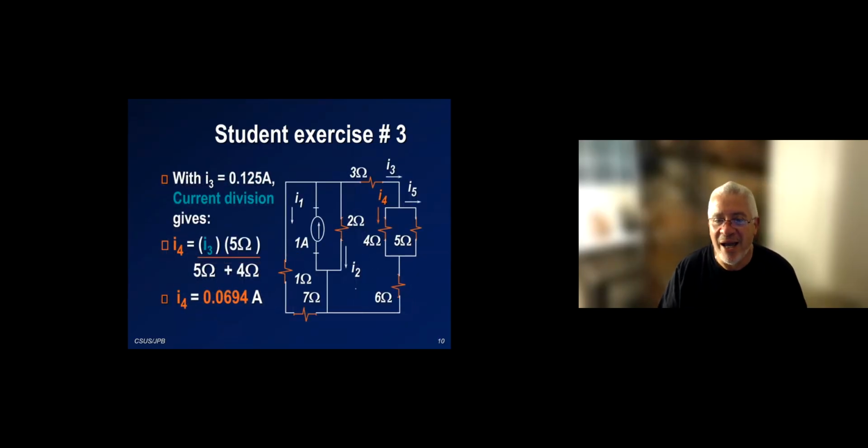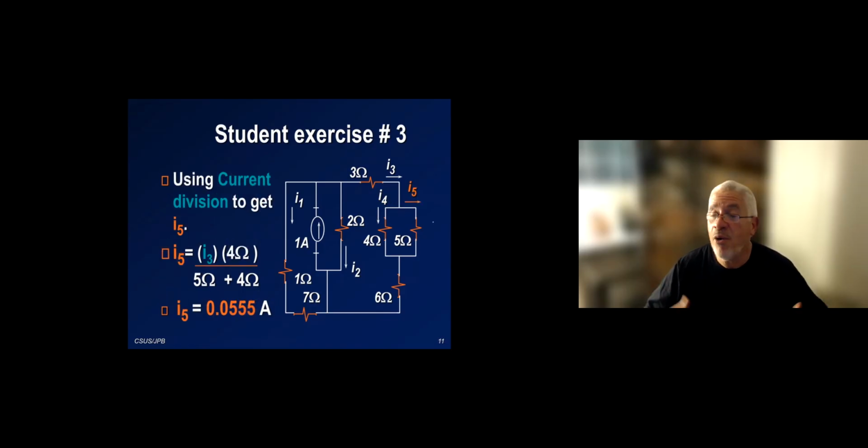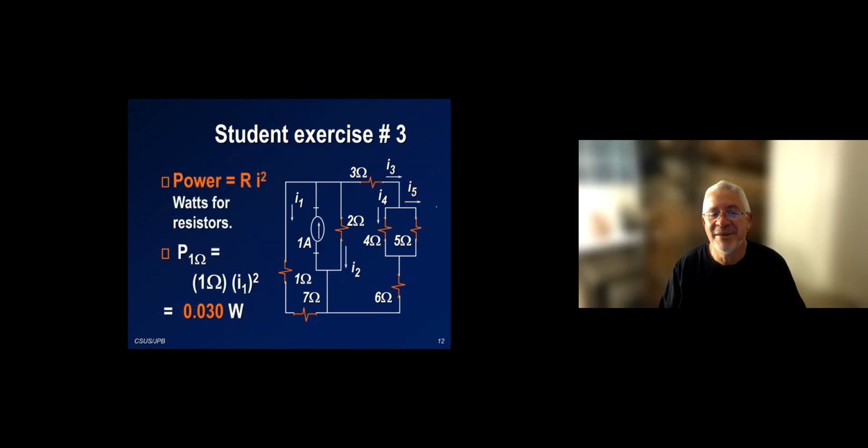Now that I have I3, I2, and I1, I can use current division here to get I4 and I5 at the X point, because I3 is coming into a parallel combination of the 4 and the 5. So I get I4, and I can do that again and get I5, or I could have done KCL here and get I5 from I3 and I4. So now I actually have all of the currents here.